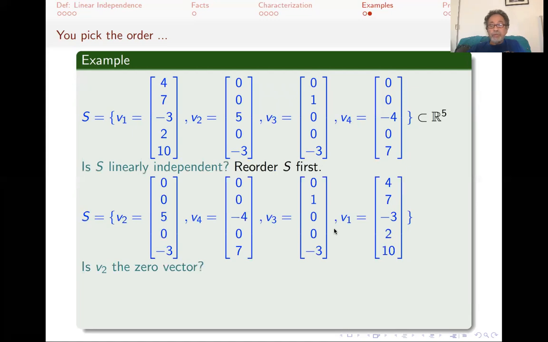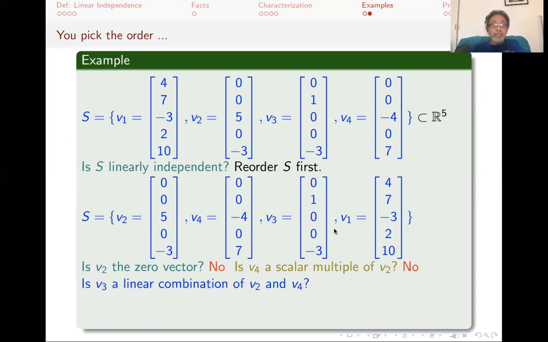Is V2 the 0 vector? No, it's not. Okay, good. Is V4 a scalar multiple of V2? Can I multiply V2 by something and get V4? And the answer is no. If you want to make that 5 into a minus 4, you have to multiply V2 by minus 4/5. But if you do that in the last coordinate and multiply -4/5 by -3, you're not going to get 7. So the answer to that is no also.